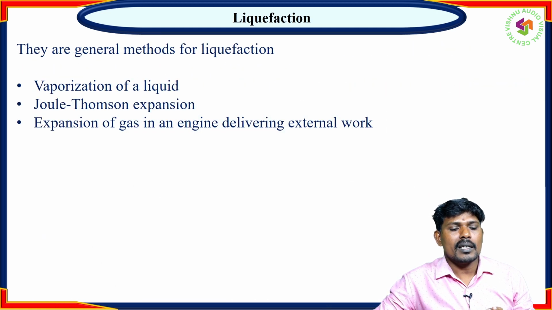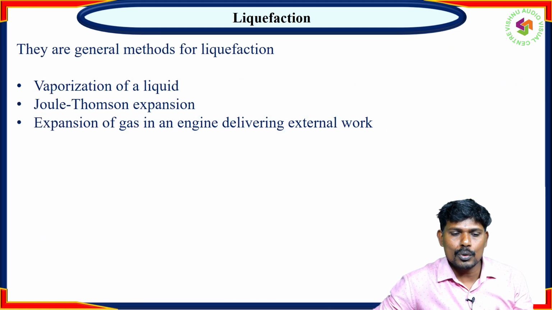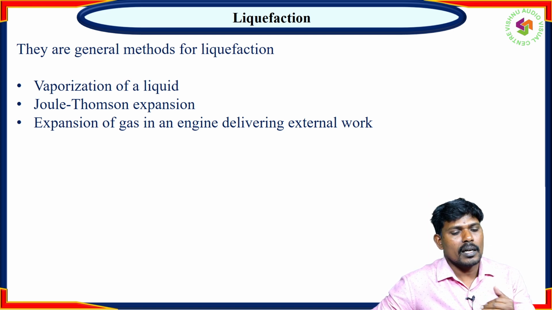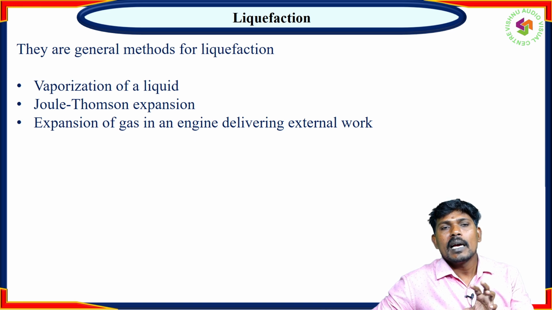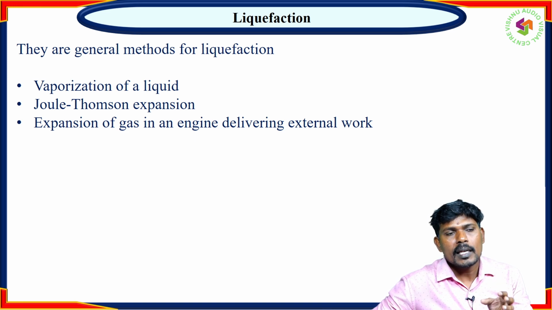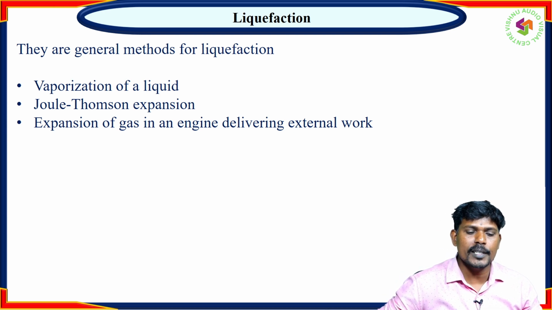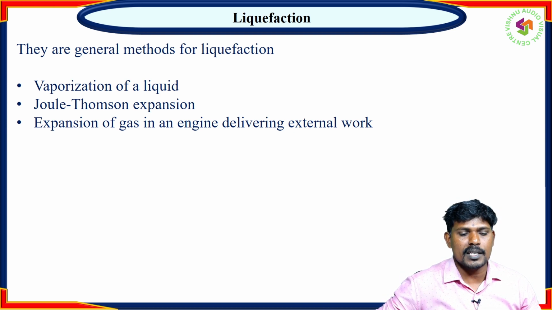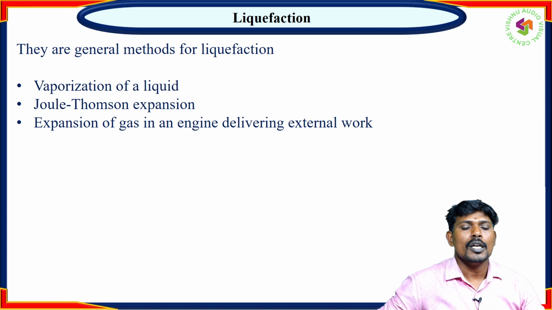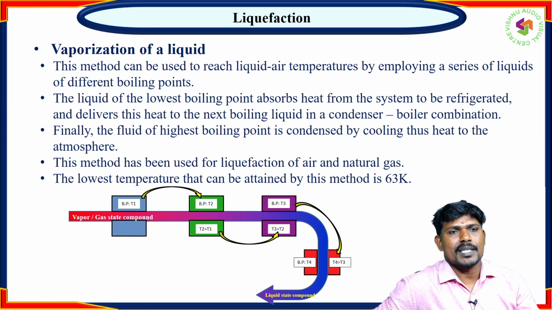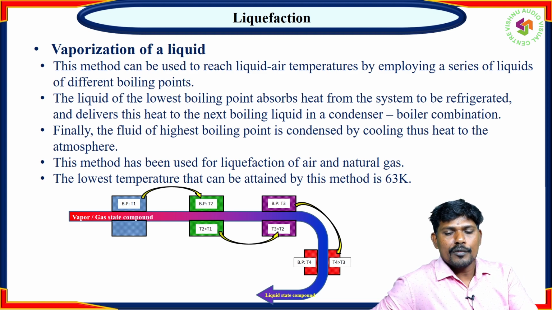Actually, there are three types of methods we can use to convert the natural gas into liquids. That is evaporation of liquid, Joule-Thomson expansion of gas, and engine delivering external work. Now here we see only two methods. First one is the vaporization of liquid method.